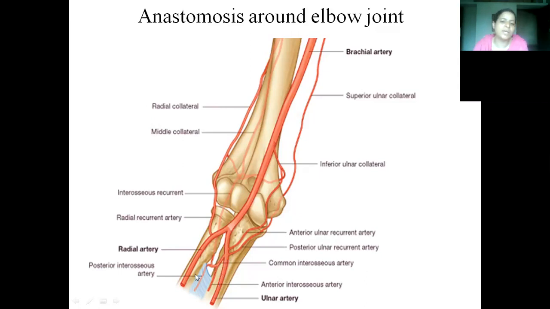We know between the radius and ulna we have the interosseous membrane. In front of the interosseous membrane we have the anterior interosseous artery. Behind the interosseous membrane we have the posterior interosseous artery.